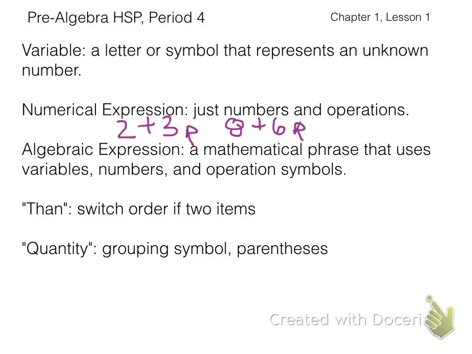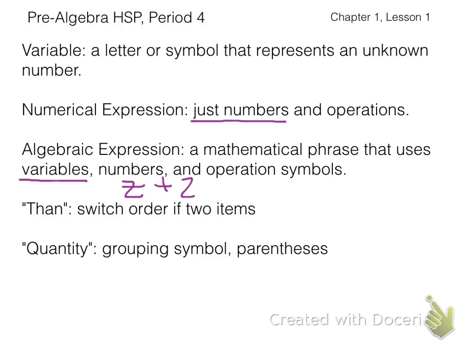So those are expressions. An algebraic expression is similar to a numeric expression, but an algebraic expression has variables. A numeric expression is just numbers. But an algebraic expression has a letter in it somewhere. So an example of an algebraic expression would be z plus 2. And remember, since it's an expression, no equal sign.